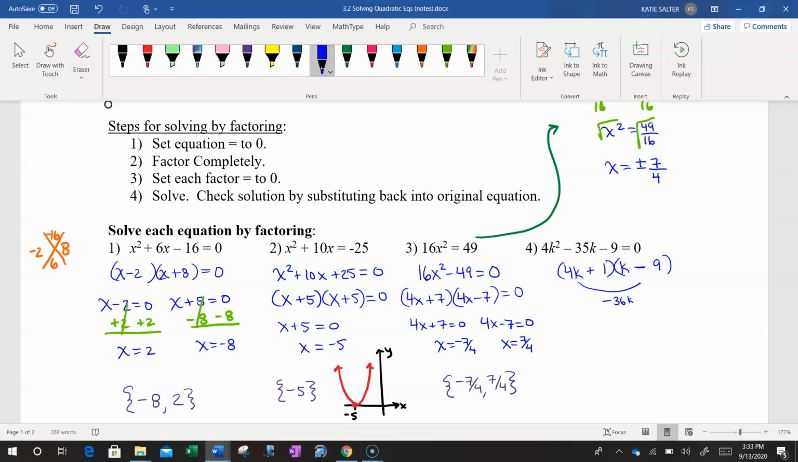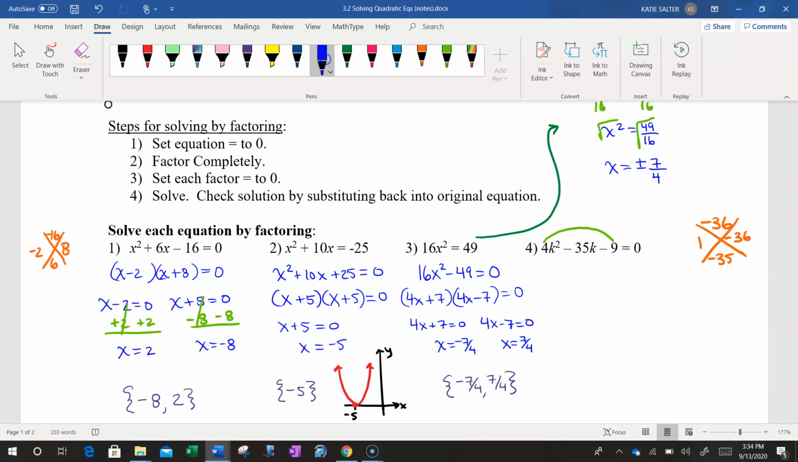And if you're able to do that, that's great. If not, you may need to do it the long method. And the long method is where we use that AC product. So we would say 4 times negative 9, and that gives us negative 36. And then what we're doing is we're looking for the two numbers that multiply to negative 36, but add to negative 35. So if we go through our factors of 36, it would have to be 1 and 36. We know one of them needs to be negative, and to make it work, that would be negative 36.